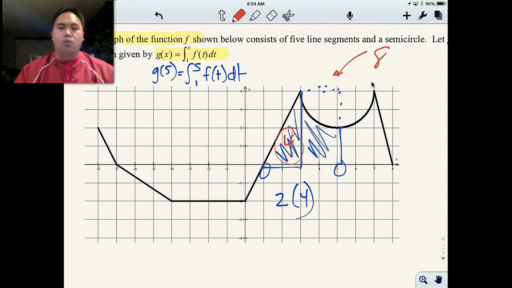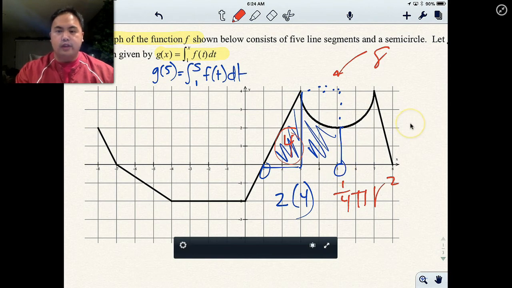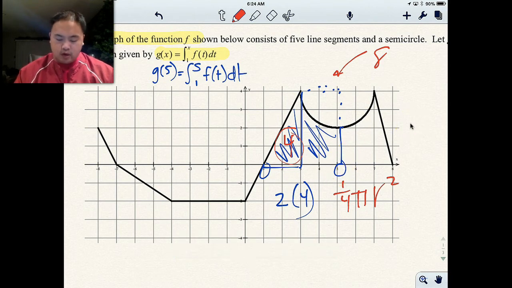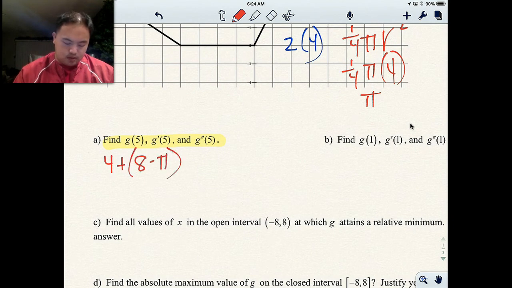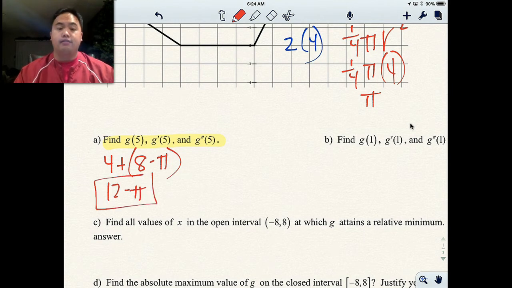Now I've got to subtract a quarter of the circle. Area of a circle is pi r squared, and I want a fourth of it. The radius of the circle, if you notice, goes from here to here. It's a radius of 2. 2 squared is 4. So this whole thing is just pi. So this area right here is 8 minus pi. So my answer for g of 5 is 4 plus 8 minus pi, which is 12 minus pi. So I found g of 5.